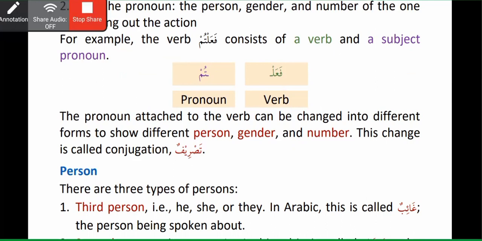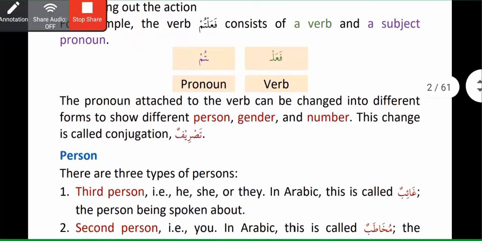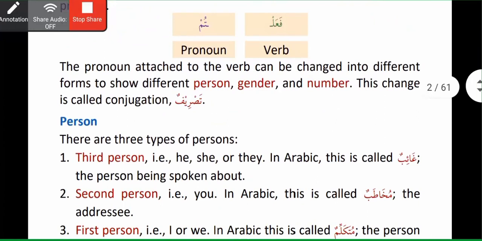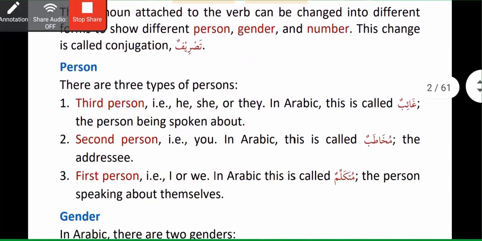The pronoun attached to the verb can be changed into different forms to show different persons, genders, and numbers. This change is called a conjugation. So now we have written definitions of everything. We have definition of pronoun, we have definition of verb, we have definition of at-tasrif or conjugation. Now, what is a person?